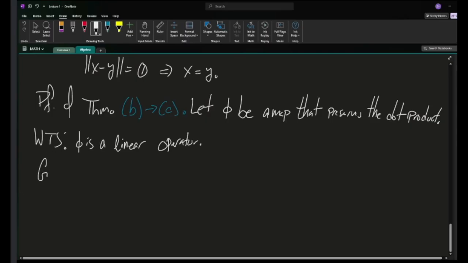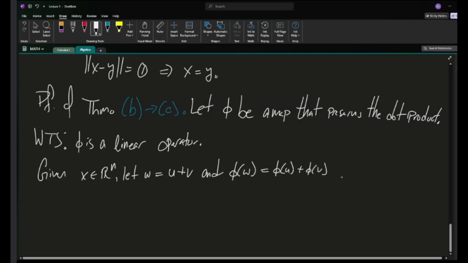So given x in Rn, let our variable w equal u plus v, and phi of w equals phi of u plus phi of v, such that x is equal to phi of w.